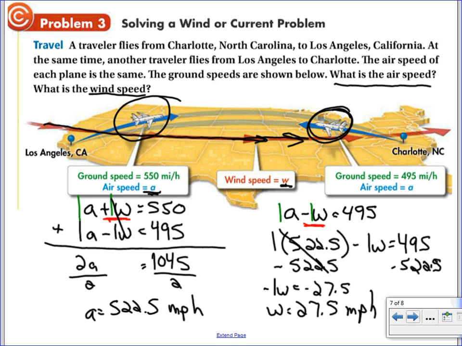And so there's your solutions to what's the airspeed and the wind speed. Okay, those are some of the things that you'll be dealing with in this section.